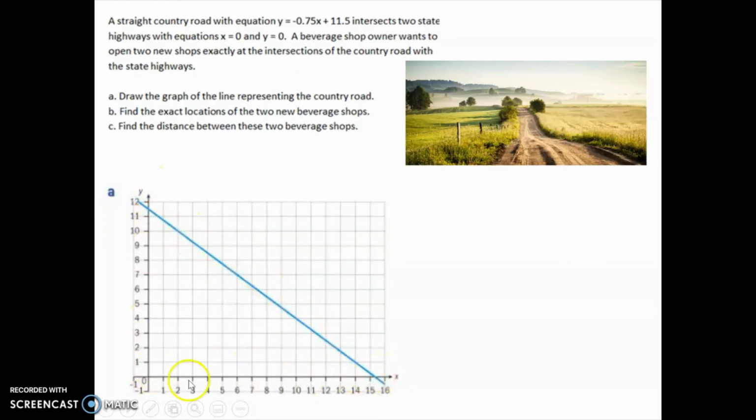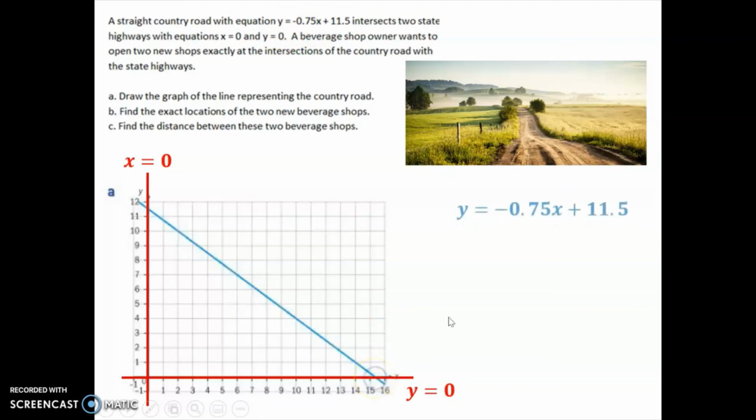These are the two state highways, because this is x equals 0, and this is y equals 0, horizontal and vertical lines. So what are these points exactly? Well, the way to find those points is you can say, hey, when x is 0, what is y? Well, we already know that. That's the y-intercept, 11.5. But what about this one? We want to find the precise location. We don't know exactly where it crosses, but we do know this is the line y equals 0. So why don't we take this equation, make y 0 here, and then solve for x. It will tell you what the x coordinate is right there.